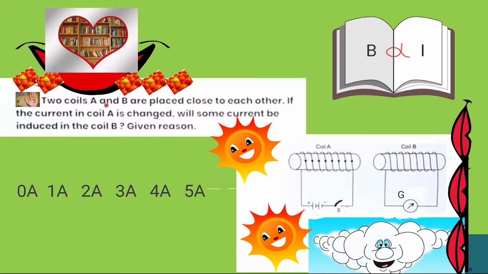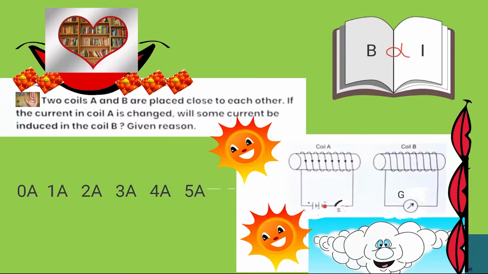Now the question says two coils A and B are placed very close to each other. Now I will press this switch. When I press this switch, it is a complete circuit. That means I've switched on the circuit, and by doing this, I see that the flow of current started. Am I clear, children? So now I have completed the circuit, switch on, I have pressed the switch, current started.